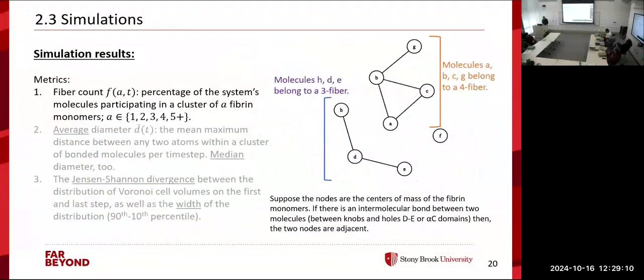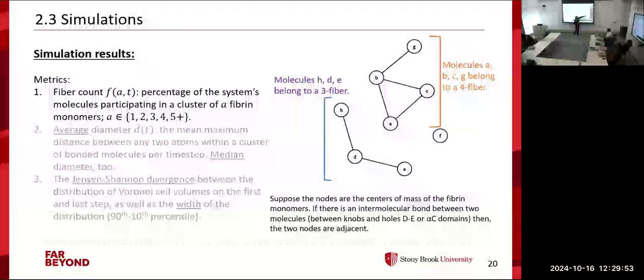Now, if we want to do a few more measurements and try to quantify things, that's an advantage of simulations. You can offer some quantitative perspective. We can have a bunch of other metrics. We can look at the fiber count. What we call fiber count is the percentage of molecules in the simulation that are part of a cluster of size A. So if I have a schematic here, and suppose that each vertex is a molecule, not just an atom, let's say it's the center of mass of a molecule. Two molecules are adjacent if there are any intermolecular bonds between them.